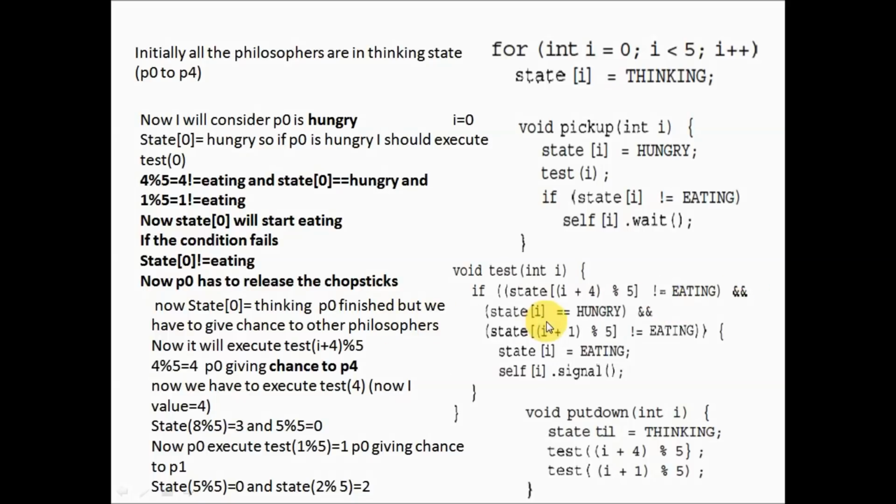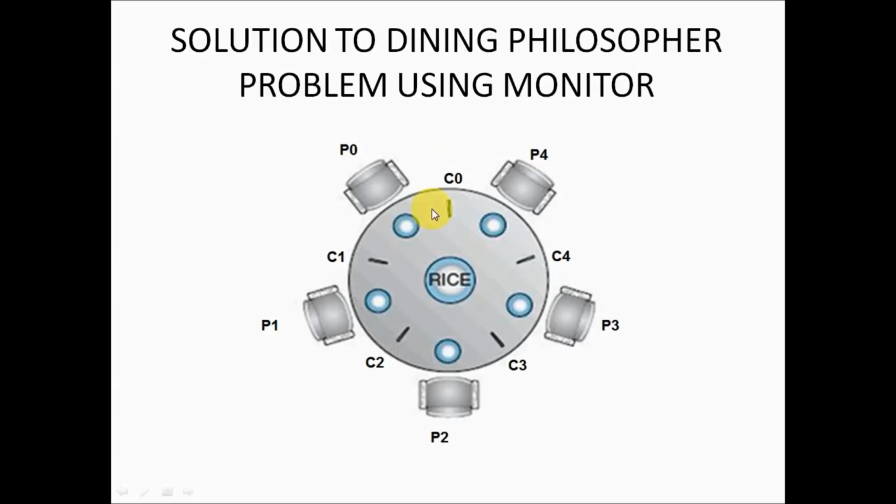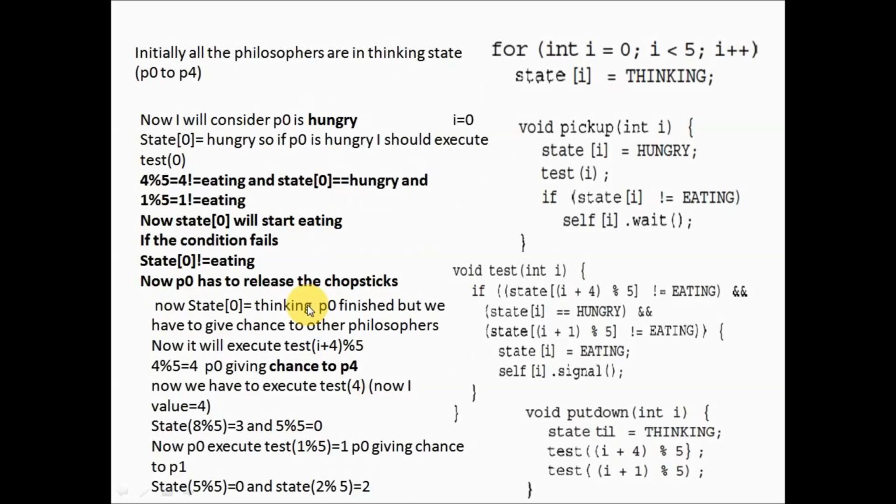Now next, state of I is hungry. Yes, P naught is hungry. Now what is the next? (I plus 1) modulus 5. This is the right side neighbor. So I is what here? 0. 0 plus 1, 1 modulus 5. 1 modulus 5 is what? 1 only. See, P1. This is the right side neighbor. So for P naught, P4 is also not eating, and P1 is also not eating.